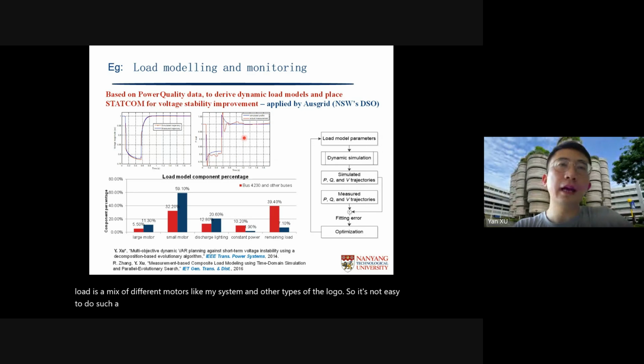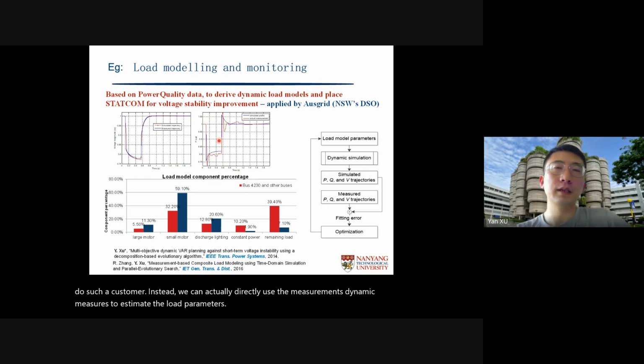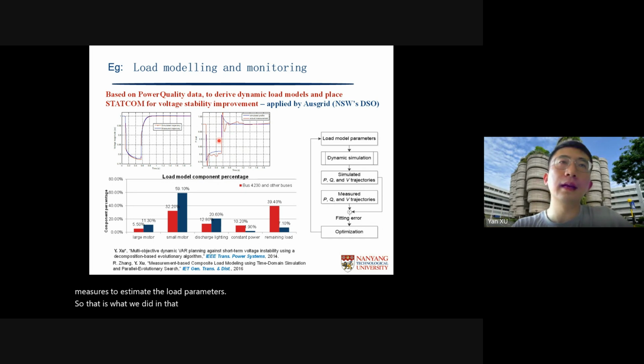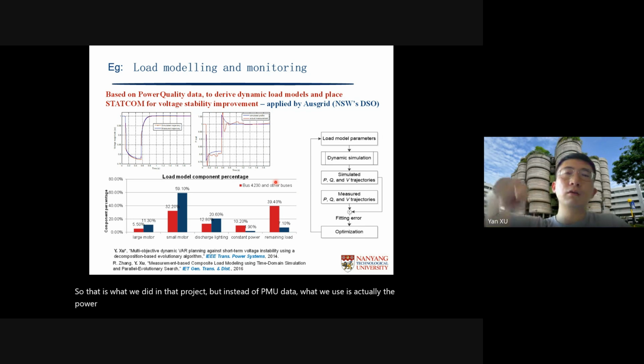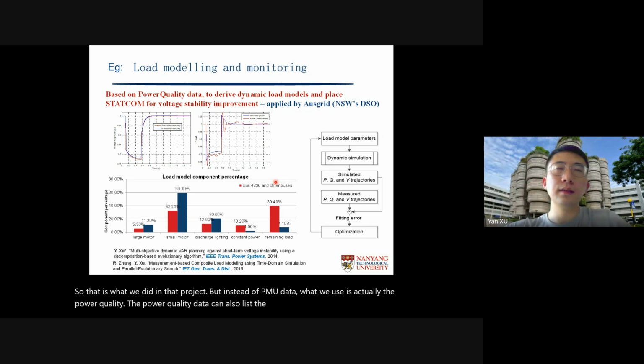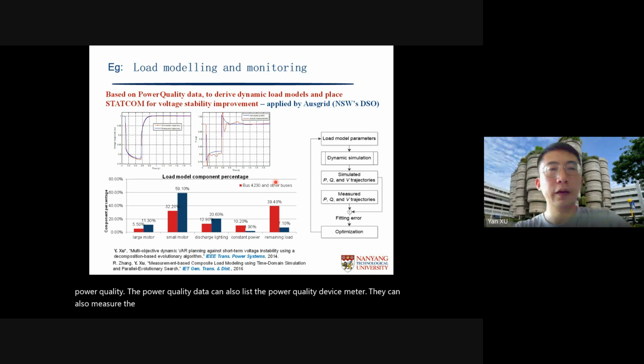Instead, we can directly use the dynamic measurements to estimate the load parameters. That is what we did in that project. But instead of the PMU data, we used the power quality data. Power quality meters can also measure the voltage, real power and reactive power with a very high sampling rate.